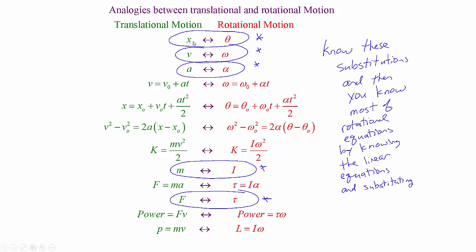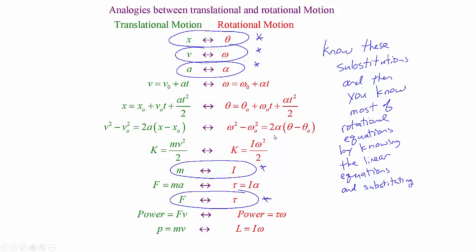The linear position x becomes the angular position theta. The linear velocity v becomes the angular velocity omega. The linear acceleration a becomes angular acceleration alpha. Mass, which measures the inertia of an object, becomes I, which is the rotational inertia, or sometimes it's called the moment of inertia. Force, which causes acceleration, that's what Newton's second law tells us, becomes torque. Torque causes angular acceleration. And so if we know these five substitutions, all of these translational, all of these linear equations that we have, we can write down the rotational version of them by making these five substitutions.